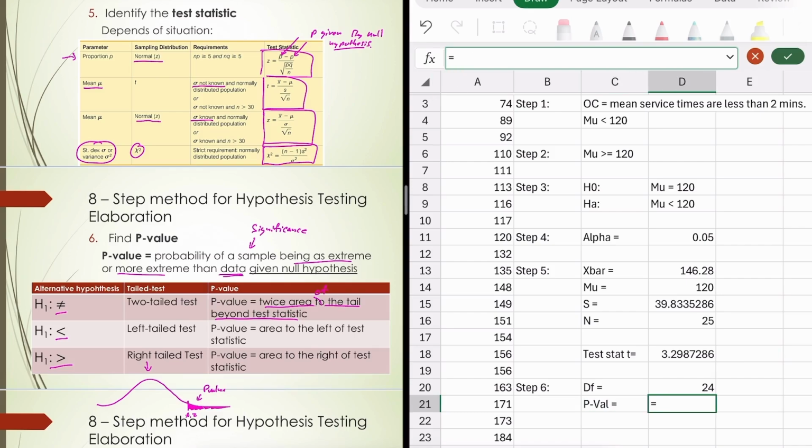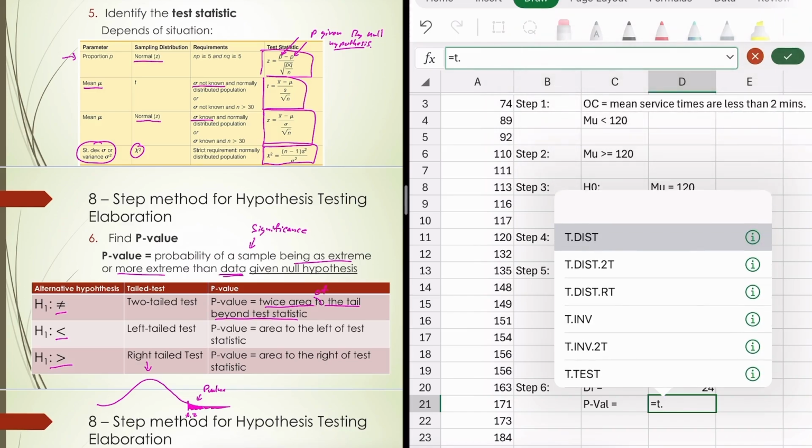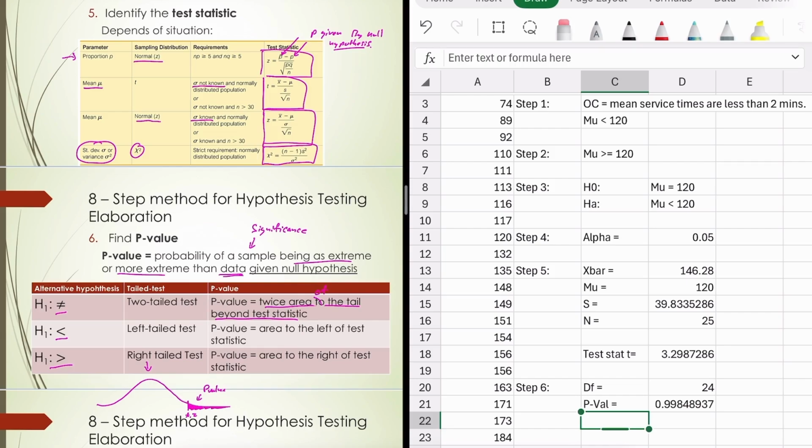Okay, and so now we can find the p-value. P-value equals t.dist. Look at this, it has two-tailed, right-tailed, or just t.dist. So I'm going to put t.dist. It says x, I'll put that, and then it wants degrees of freedom. I'll put that right there, and then cumulative, I'll put 1 because I want the area. Press enter. There is my p-value.